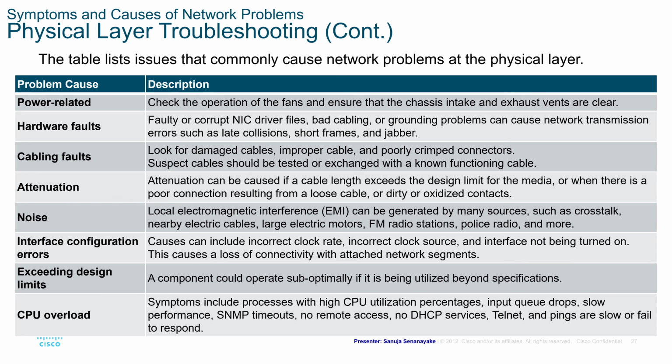Noise, which is local electromagnetic interference, EMI, can be generated by many sources such as crosstalk, nearby electric cables, large electric motors, FM radio stations, police radio stations, etc. So those are noise. Even some microwaves at those cafeterias can create enough noise to interfere with your Wi-Fi networks, Wi-Fi infrastructure, for example. So be careful with the noise.